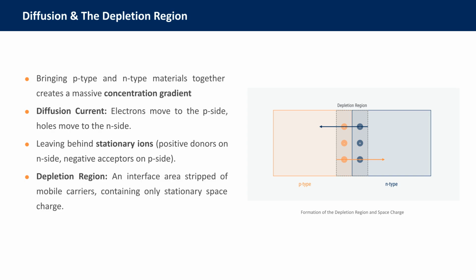But this diffusion cannot continue forever. When an electron leaves the n side, it leaves behind the donor atom that provided it. Because the electron took a negative charge away, that stationary donor atom is now a positively charged ion, fixed securely within the crystal lattice. Similarly, when a hole leaves the p side, it leaves behind a stationary negatively charged acceptor ion. As the diffusion continues, a wall of positive ions builds up on the n side of the junction, and a wall of negative ions builds up on the p side.